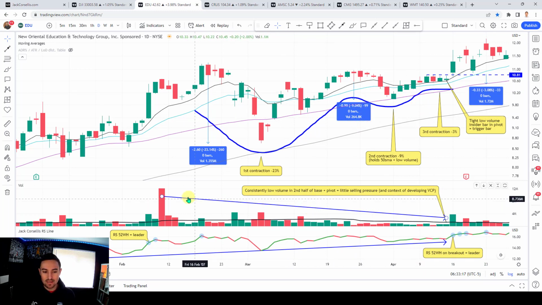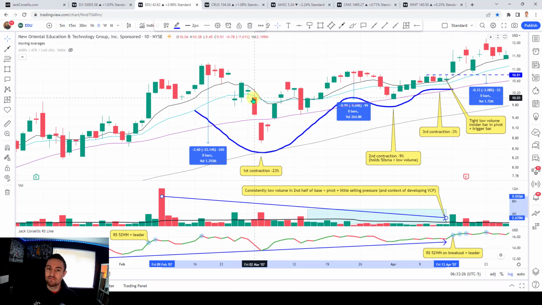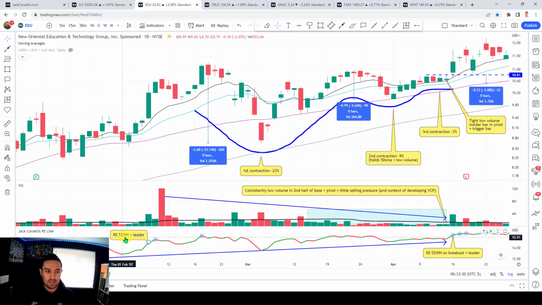Do you see how in the second half of the base, pretty much from here onwards, there is not a single volume bar above the 30-day average? That is really good to see, especially if you get those VCP characteristics we were just talking about as well. One other subtlety is you see the stock, before it even starts building this VCP base here, is hitting 52-week highs on the RS line.